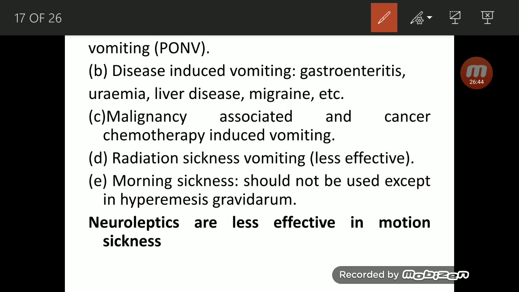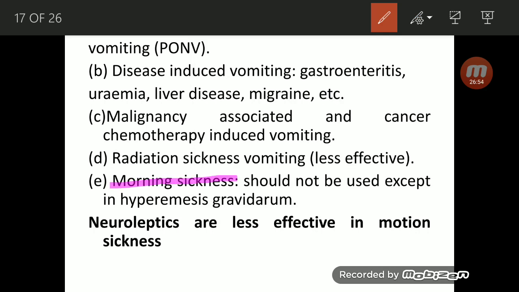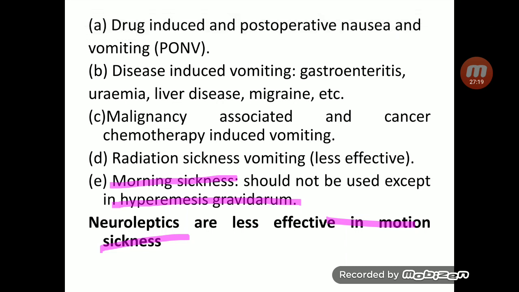It can also be used for radiation sickness vomiting, but it is very less effective, and it is generally not used in case of motion sickness. It should be used only in case of hyperemesis gravidarum. Hyperemesis gravidarum is a condition in which there is uncontrollable vomiting in a pregnant lady during the morning time, and these drugs are very less active in case of motion sickness.